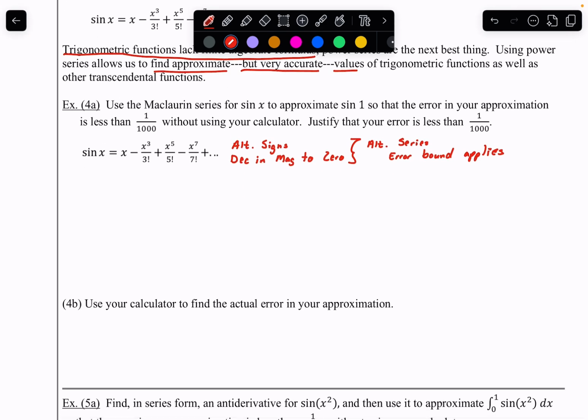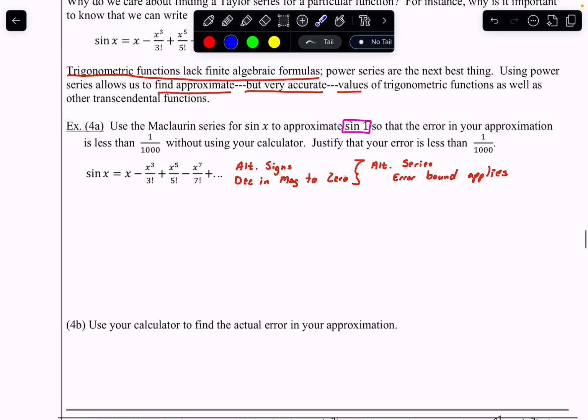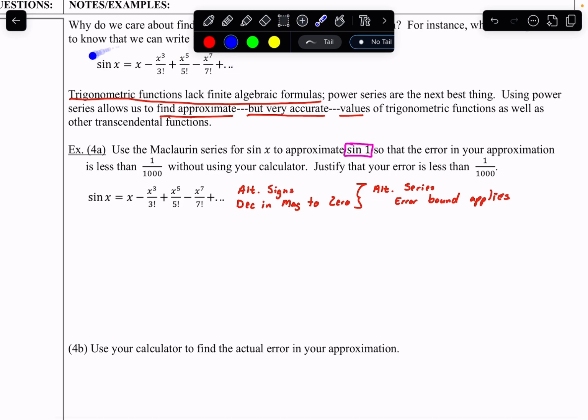So we're going to use a Maclaurin series for sine of x to approximate sine of 1. But then immediately this question goes into, so that the error in your approximation is less than 1/1000th. Now we're going to do this without using our calculator, and we have to have some sort of justification. So the idea is if I'm going to try to find sine of 1, I know I'm going to be putting a 1 into this expression, but how many terms do I use?